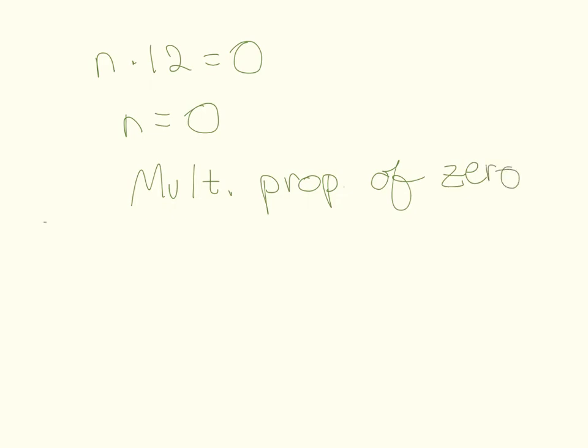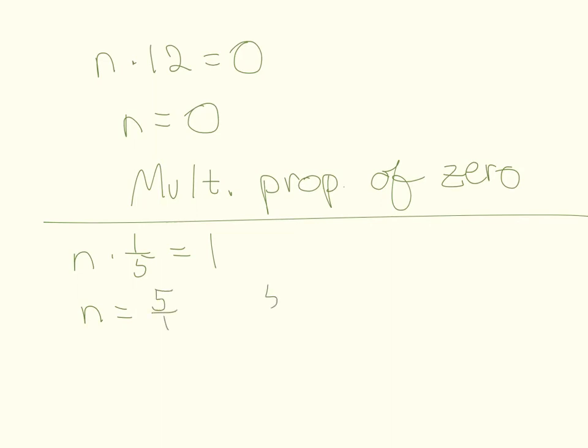Okay, so another example. What if we have n times 1/5 is equal to 1? What must n be? Well, if we think about it, the multiplicative inverse property would apply here, and what the multiplicative inverse property would say is, well, n must be equal to 5 over 1. And the reason for that is because 5 over 1 times 1 over 5 would equal 1. And we could cancel out the numbers and prove that. So let's cancel the 5's here, and all we're left is 1 over 1, which is equal to 1.